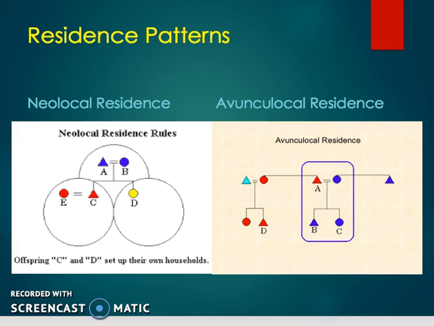Neolocal residence requires a lot of resources and therefore tends to exist in societies such as the US, where independence is valued and where people have the opportunity to make sufficient salaries to afford their own household. It also means that families tend to be smaller and more isolated from their extended families.